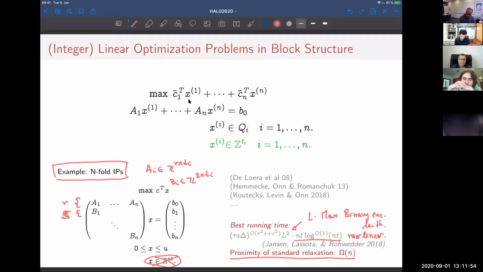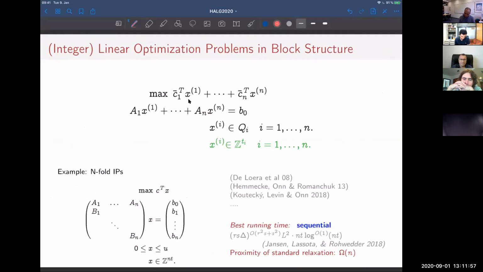Good. So what is it that I want to talk about? I mentioned this running time already by Jansen, Lassota, and Rohwedder, and this is the sequential running time. So it's near linear, but not strongly polynomial. We still have a factor of L squared in front of this running time, where L is the largest binary encoding.